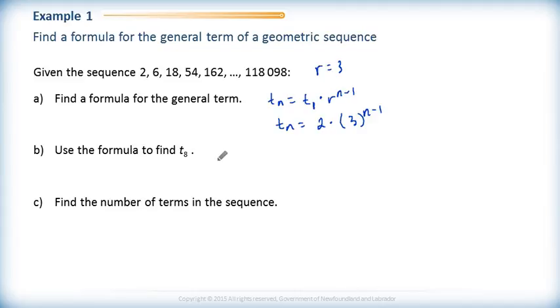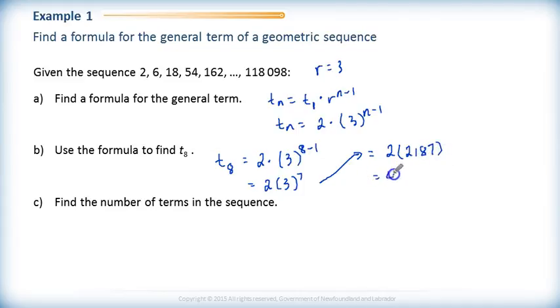Next, we use the formula to find the 8th term. So t sub 8 is equal to 2 times 3 exponent 8 minus 1, which gives us 2 times 3 exponent 7. Follow order of operations and do the exponent part first. So we have 2 times 2187, which is 4,374.